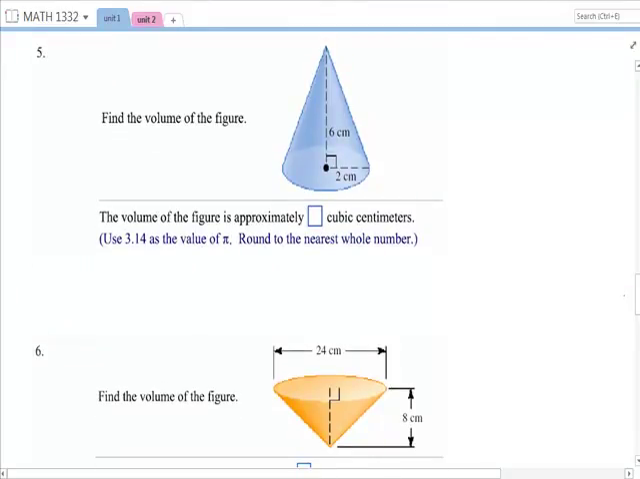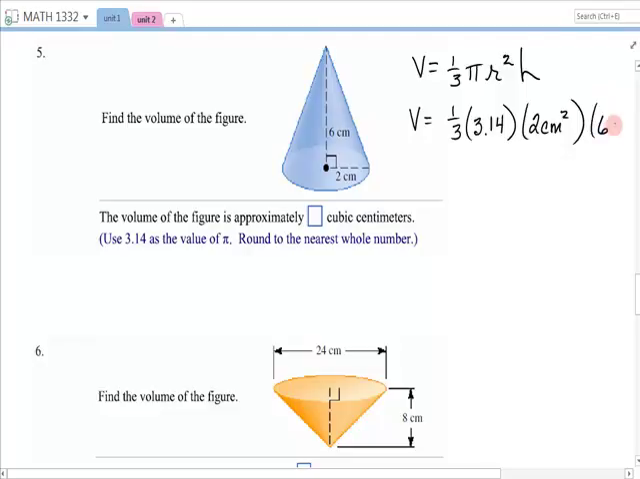Okay, next one, volume of a cone. Cone comes to a point. That means there's going to be a 1/3 in it. So the volume is, and you can just look it up, 1/3 pi r squared h. It is still the area of the bottom times the height, but because it went to a point, it's only 1/3 of the volume. Do you have all the numbers you need? It is 1/3 times 3.14 times the radius squared, that's 2 centimeters squared, times the height, 6 centimeters.